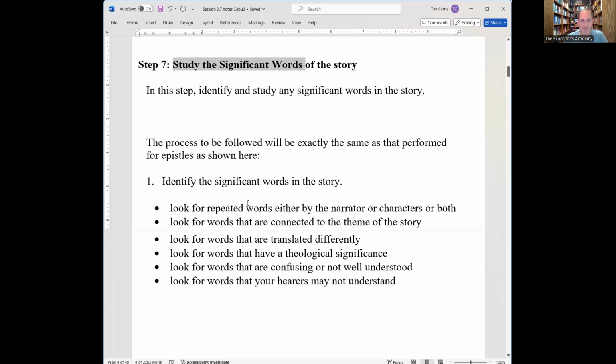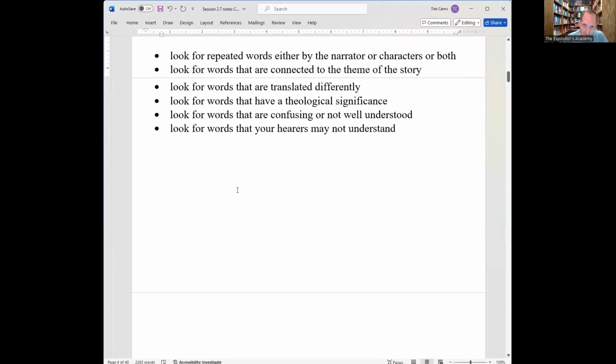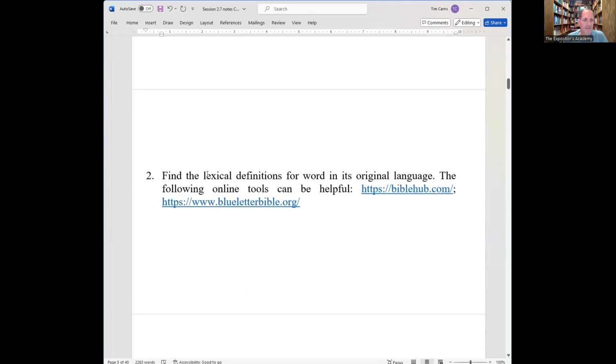All right, so the first step is to identify the significant words. Then, once you've done that, find the lexical definitions for the word in its original language. Lexical just means dictionary, a fancy word for dictionary, really. A lexicon is another name for a dictionary. So you would want to look up the dictionary definitions for that word, again, in its original language.